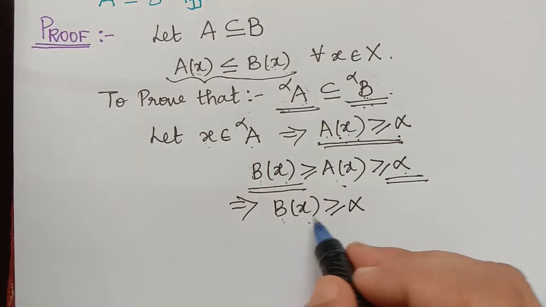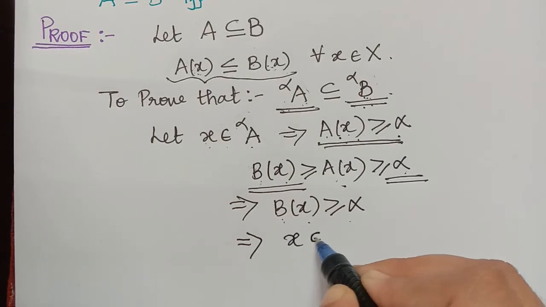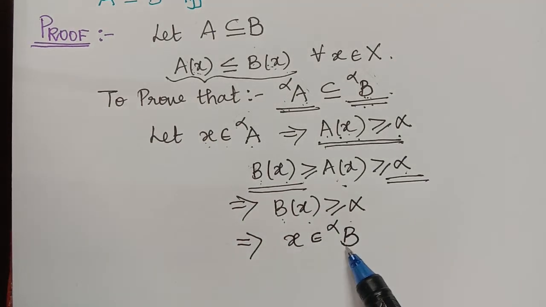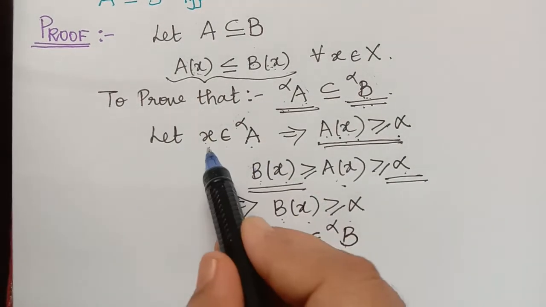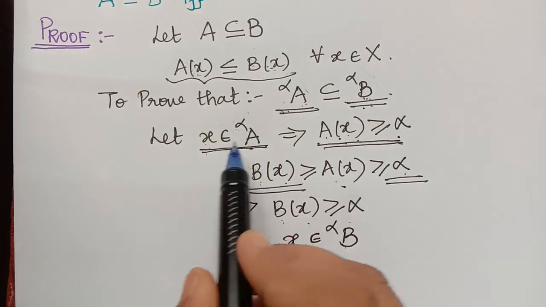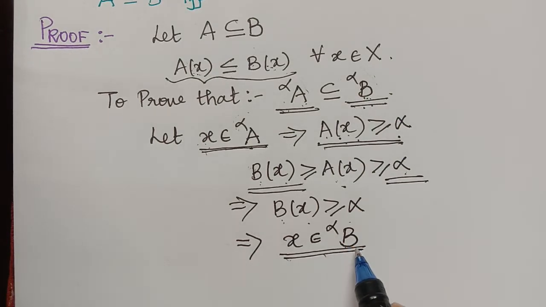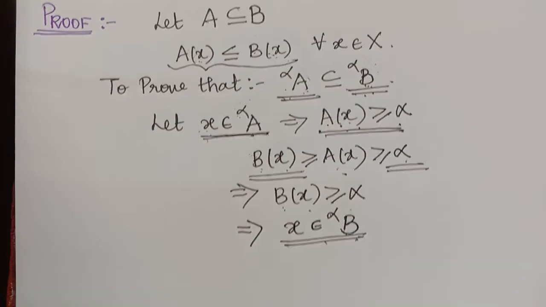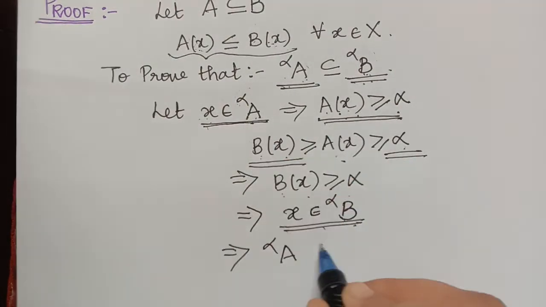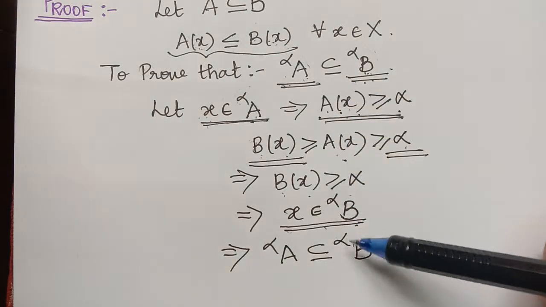Now if B of X is greater than or equal to alpha, we know that X will be an element of alpha cut of the set B, as per the definition of the alpha cut set. So we started with an element of alpha cut of this fuzzy set A, and that element is also an element of alpha cut of the fuzzy set B. Which means that from this we conclude that alpha cut of A is a subset of alpha cut of B. So we have proved the first part of the theorem.